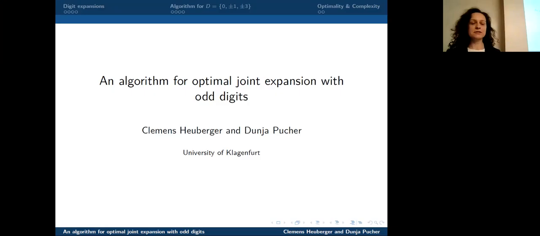Digit expansions, or more precisely, an algorithm for optimal joint expansion with odd digits. This is based on my joint work with Professor Clemens Heuberger. For the start, I will tell you something about digit expansions and how they are, for example, used in cryptography. Then I will give you a short insight into construction principles of our algorithm. And finally, I will tell you how we show optimality of the given algorithm and how complex the algorithm is.